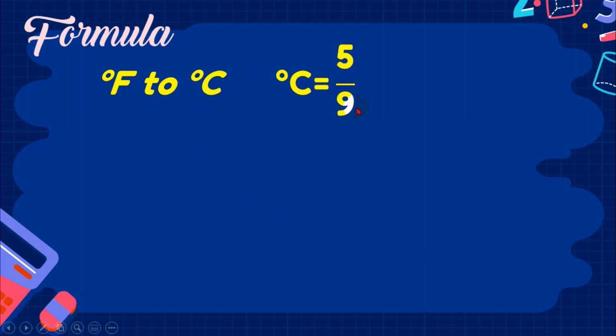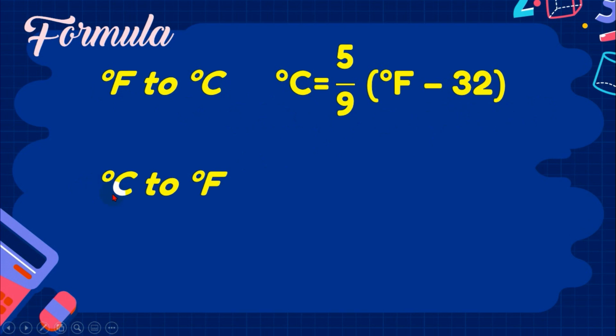Without this formula, we cannot compute and convert one unit of measure of temperature into another unit. So, we have the first one. When converting degrees Fahrenheit to degrees Celsius, we're going to use the following formula. Ibig sabihin, class, gagamitin natin 'to tuwing nawawala ang degrees Celsius. Ibig sabihin, given yung degrees Fahrenheit, hahanapin ang degrees Celsius. Ito ang formula na gagamitin natin.